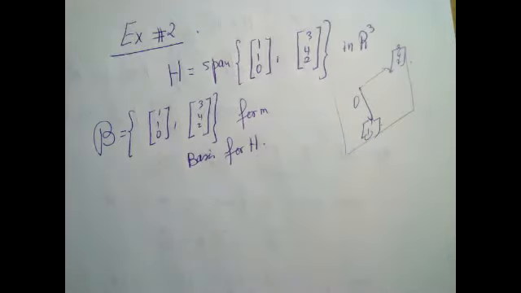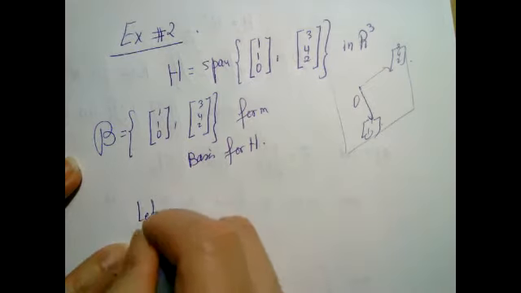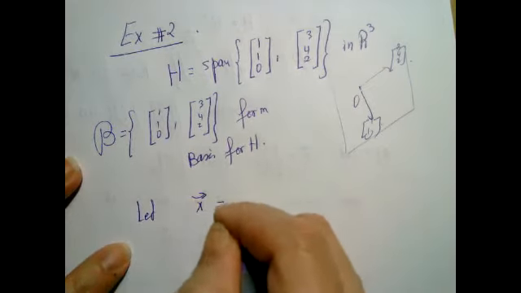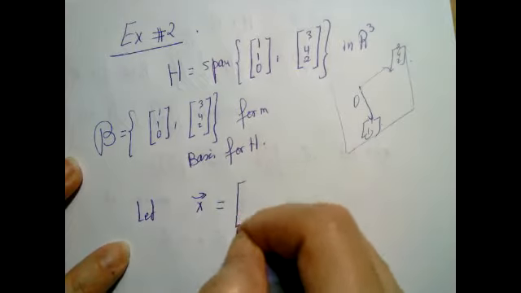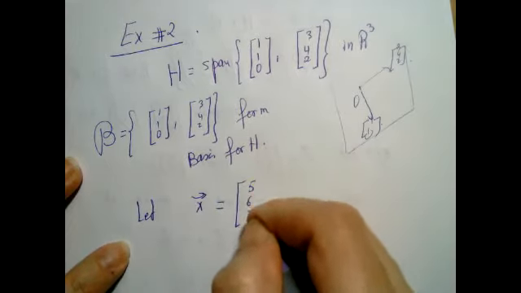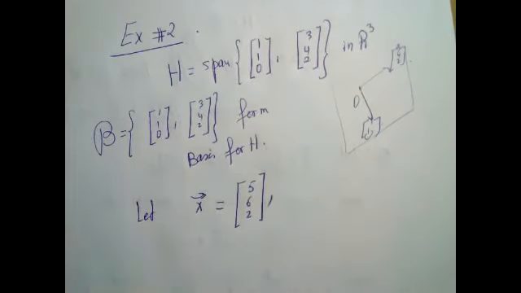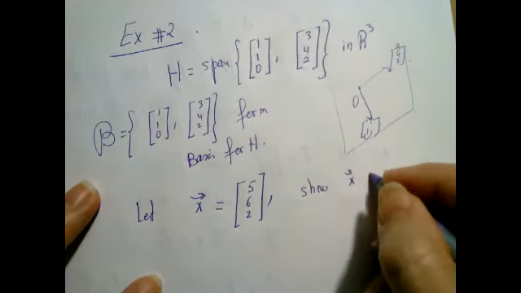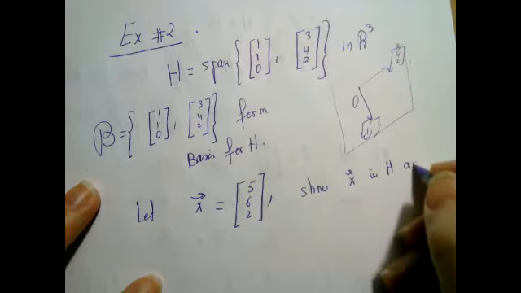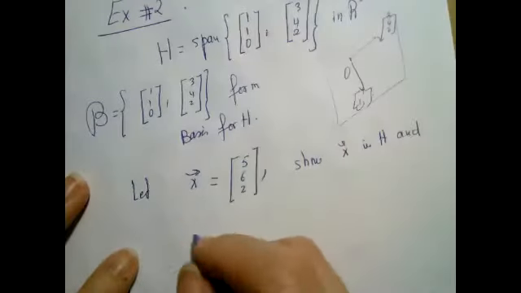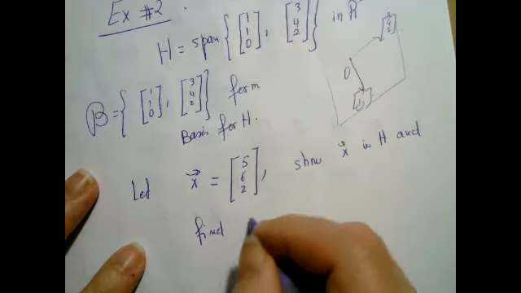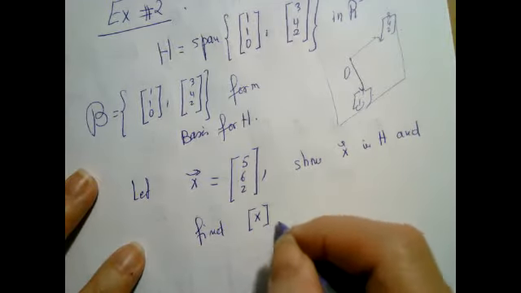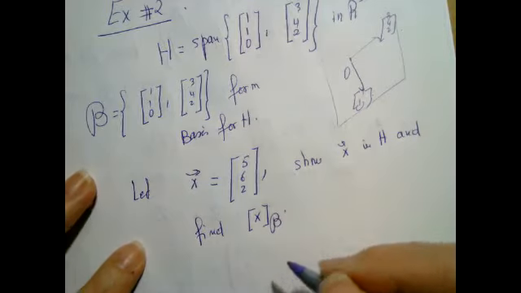Now the question is the following. Let X be equal to 5, 6, 2. That's my X. And the question is, show that X is in H and find the coordinate of X with respect to the basis B.